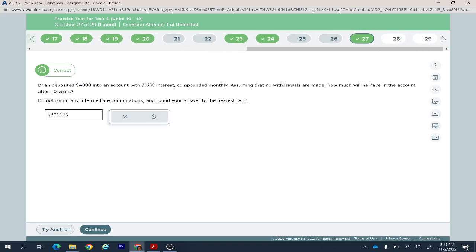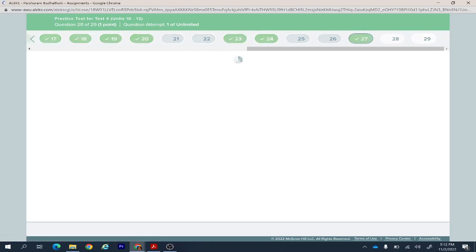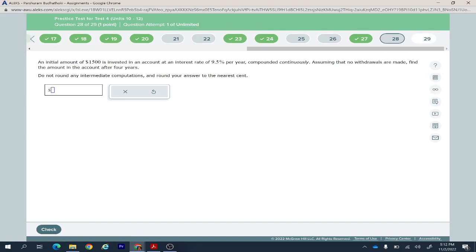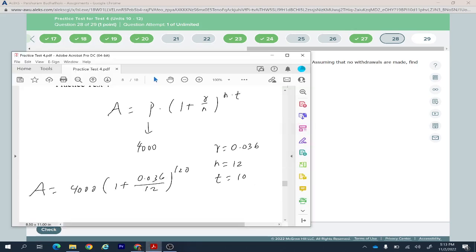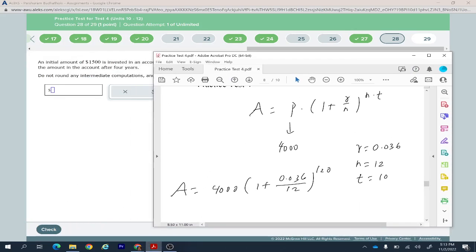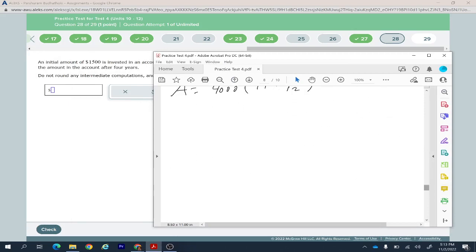Good job. An initial amount of 1500 is invested in an account at an interest rate of 9.5% per year, compounded continuously. Assuming that no withdrawals are made, find the amount in the account after 4 years. So this is compounded continuously. This is not the same formula. You have to use a different one here.